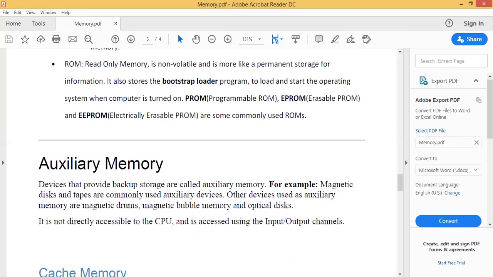Next topic, auxiliary memory. Devices that provide backup storage are called auxiliary memory. For example, magnetic disks and tapes are commonly used as auxiliary devices. Other devices used as auxiliary memory are magnetic drums, magnetic bubble memory, and optical disks. It is not directly accessible to the CPU and is accessed using input-output channels.